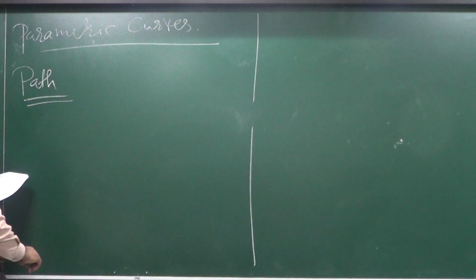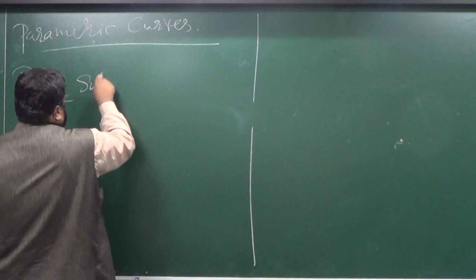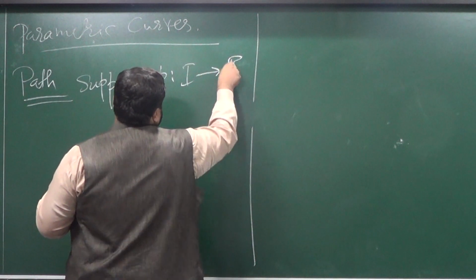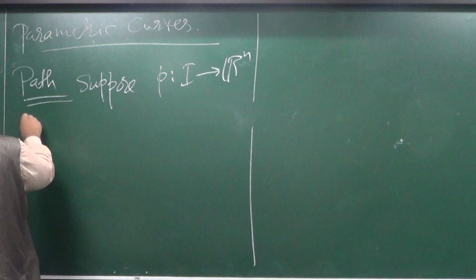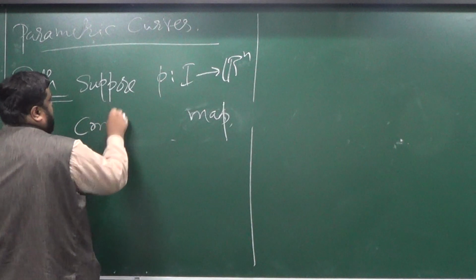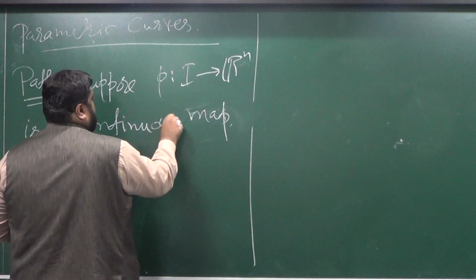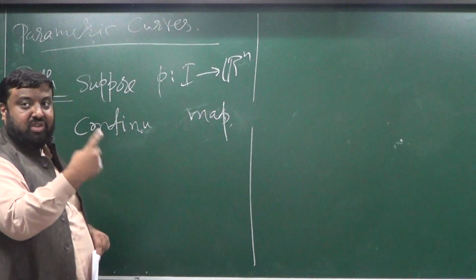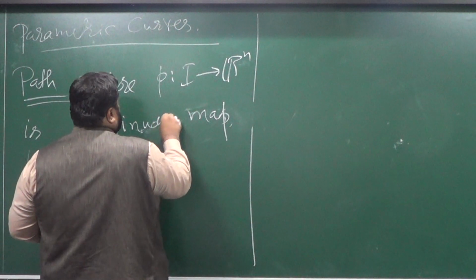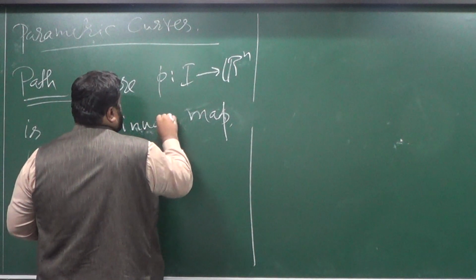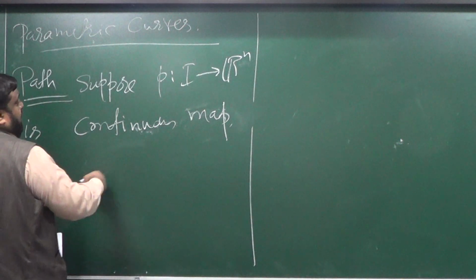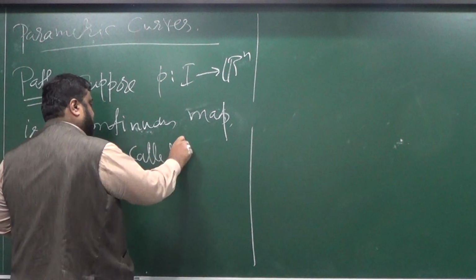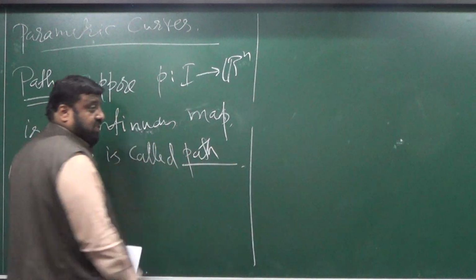So what's a path? Let's start defining the path. Suppose I have a map P from I into Rn that is a continuous map, and you always have to think continuous in what sense, and I'm going to keep on reminding you. Then this map P is called a path.